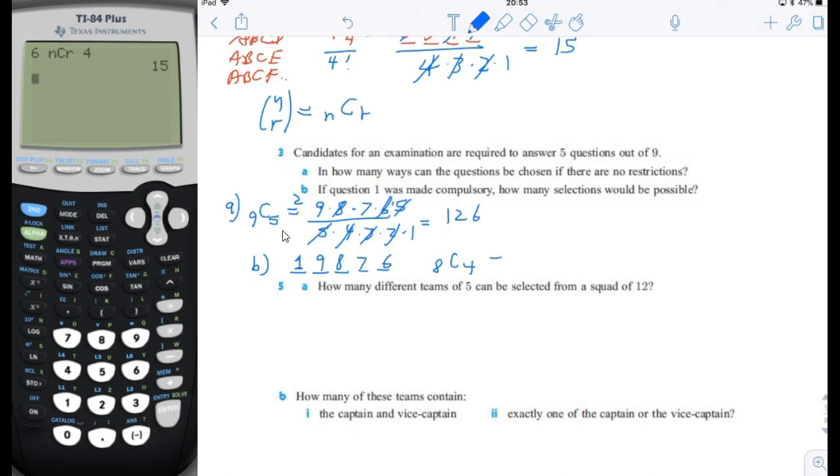So 8 chooses 4 is 8 times 7 times 6 times 5 divided by 4 times 3 times 2 times 1, because it's n factorial divided by (n minus r) factorial, which is 8 factorial divided by 4 factorial, divided by r factorial, which is also 4 factorial. So we can cancel out a lot here too, and we end up with 5 times 7, which is 35, times 2, which is 70.